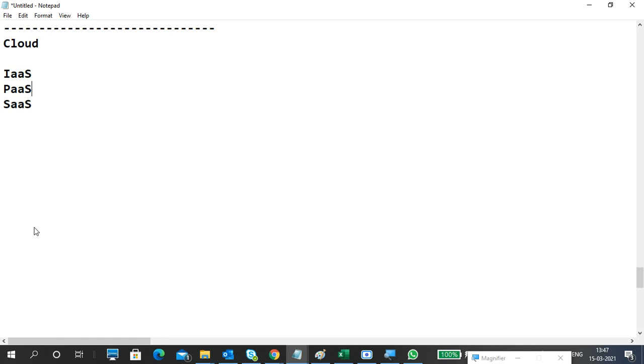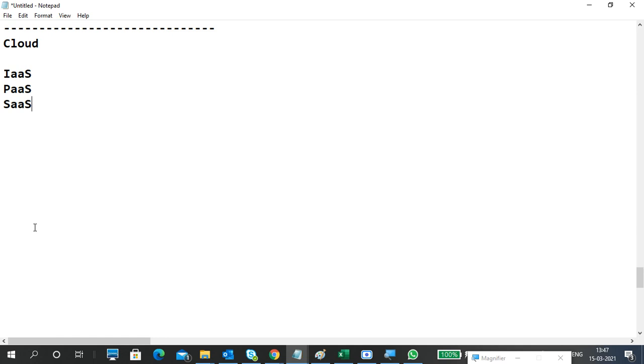Azure, MSSQL, MySQL, AWS MySQL, Oracle database. AWS is also providing that one. Software as a service: we are using Google Docs. Google Docs is nothing but software as a service. Office 365, I'm using Office 365. That is software as a service.